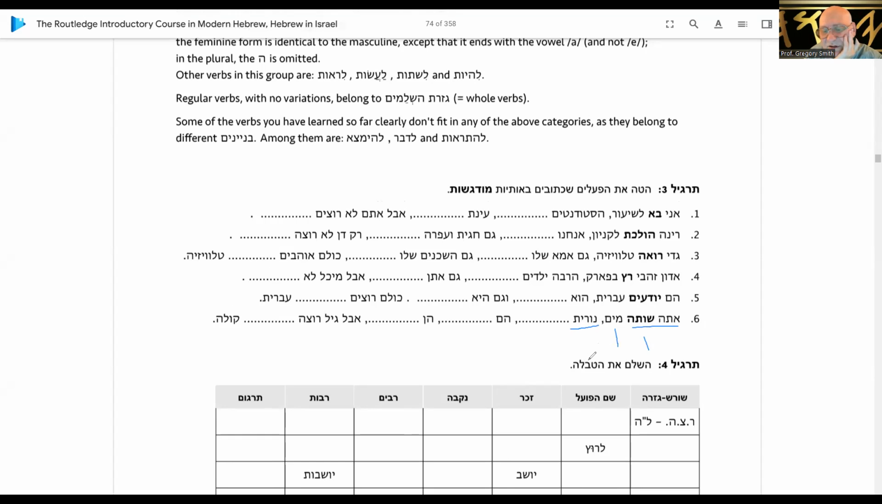No, this is a proper name here. Norit. I bet it's just Norit. Norit is drinking. So I think that's probably a girl's name. So it's going to be shota, I bet you. And the verb that we're working with is to drink. Yeah, shota. I think that's probably right.